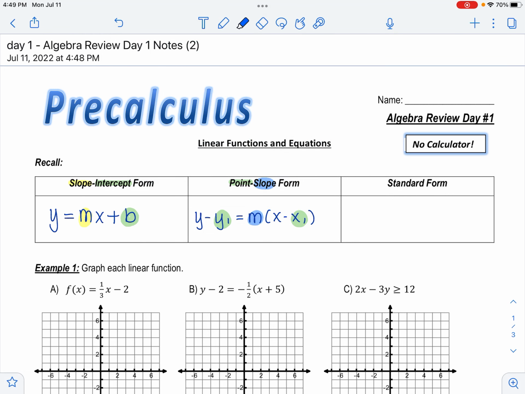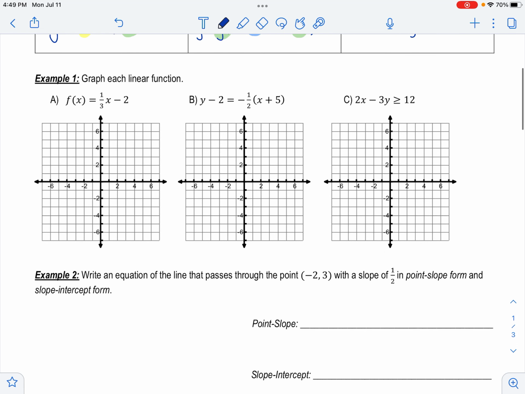Your slope is m. And then last but not least, standard form, which is in the form ax + by = c, where a, b, and c are constants. Okay, so we're going to do a graph in each form.